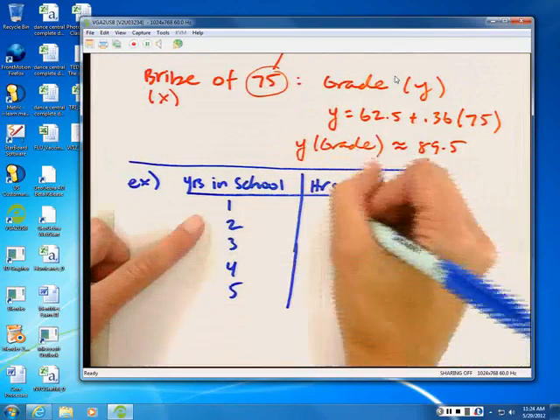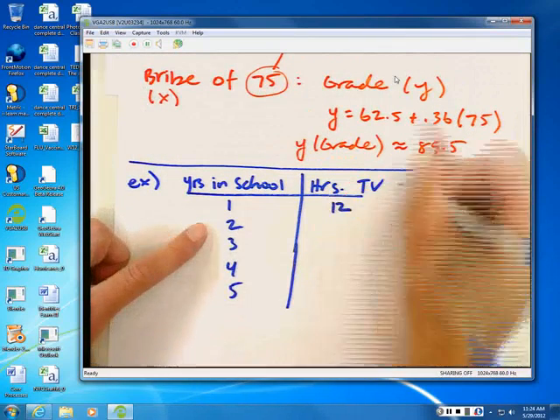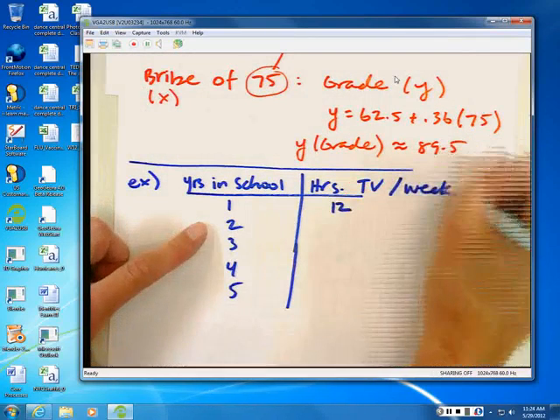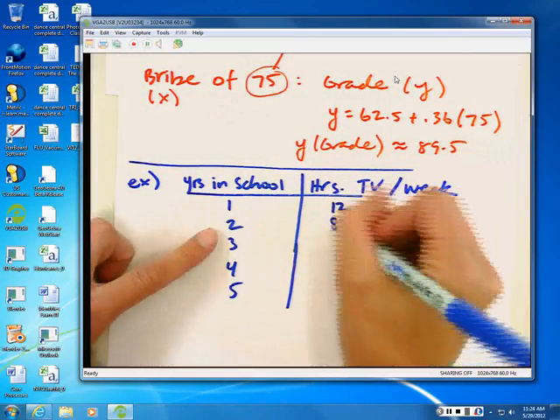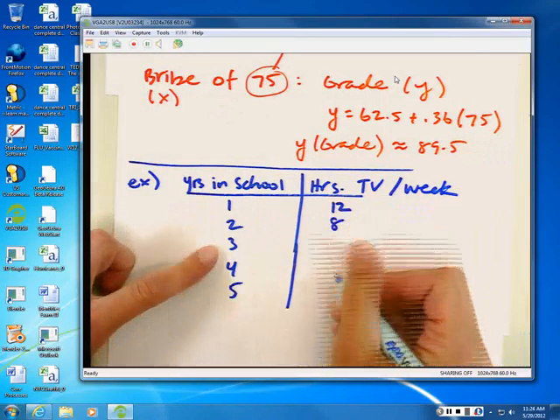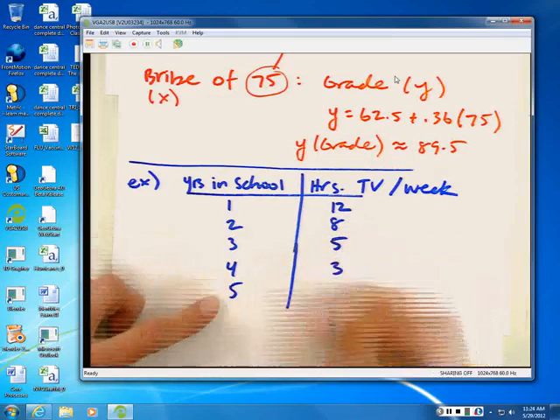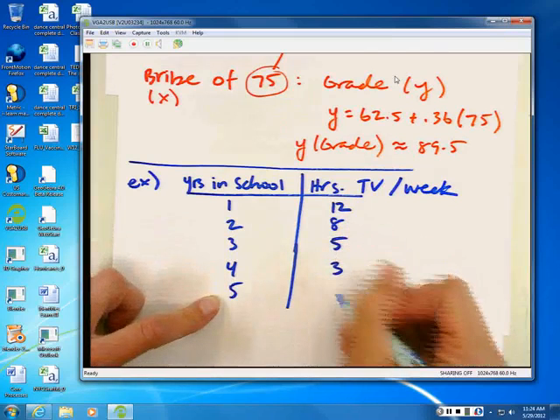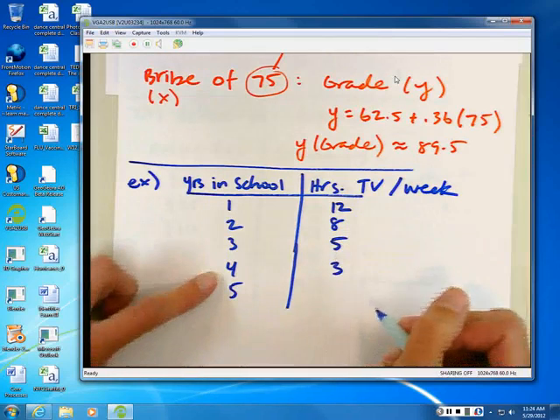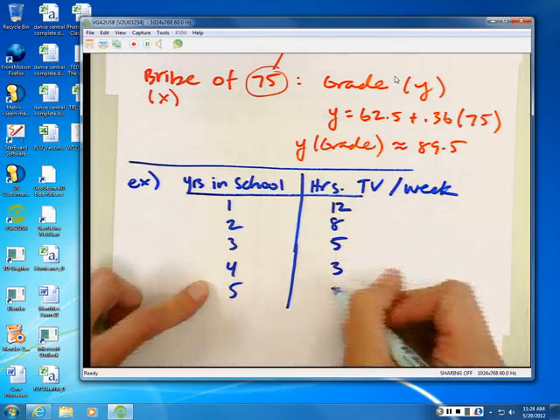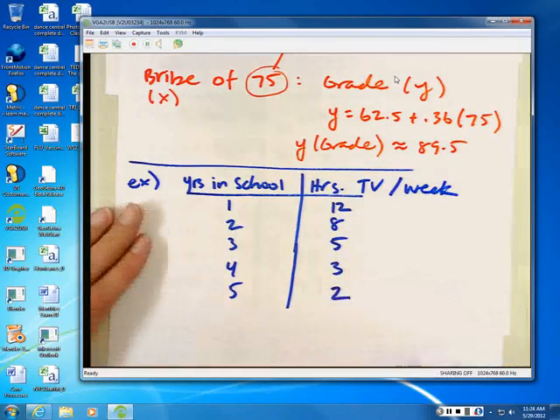So a freshman watches 12 hours per week. A sophomore watches 8 hours. What would that be? A junior is 5 hours. A senior is 3 hours. And then this graduate student here, or the student who didn't finish in 4 years and is on his 5th year, really wants to finish, so they're down to 2 hours.